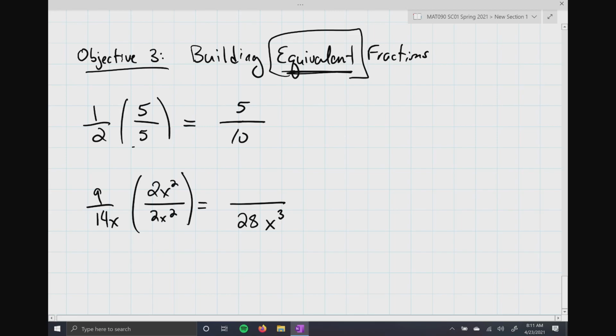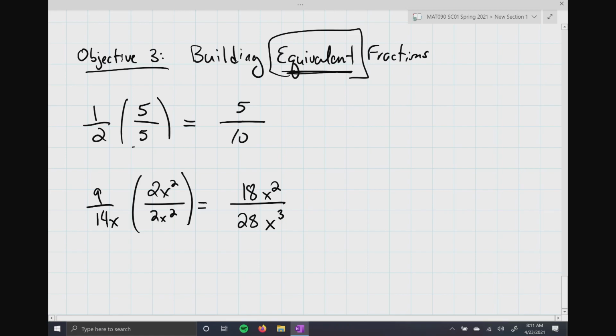So the fraction we're going to multiply this by is 2x squared over 2x squared. Notice that's still 1, no matter which way you look at it. 14 times 2 is 28. x times x to the second is x to the third. So I know I've built my denominator, so the numerator has to be 18x to the second. Are there any questions there?